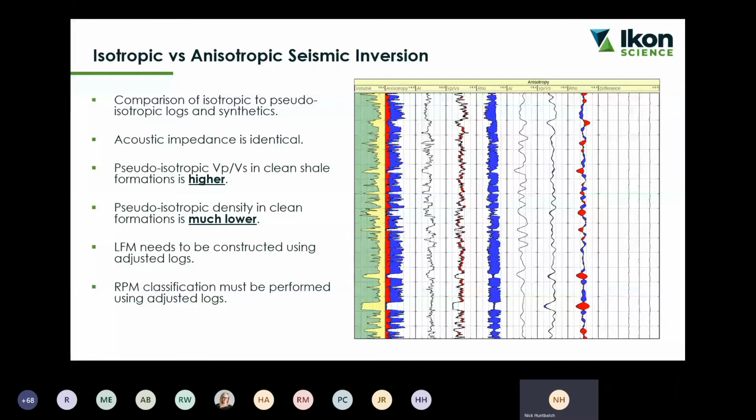And of course, we still have to always think about what we're going to do with these impedances. If we generate them from seismic, what models are we going to use to relate them back to what we're actually interested in? So do we need to do our rock physics modeling, our classification, based on the adjusted logs, and how does that work? Do we have to convert these pseudo-elastic properties back to the correct logs for that? So a lot more work involved.